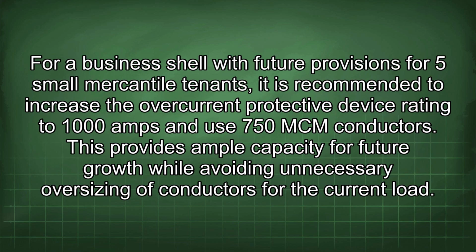For a business shell with future provisions for 5 small mercantile tenants, it is recommended to increase the overcurrent protective device rating to 1000 amps and use 750 mcm conductors. This provides ample capacity for future growth while avoiding unnecessary oversizing of conductors for the current load.